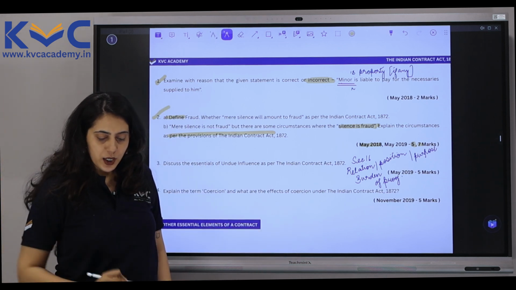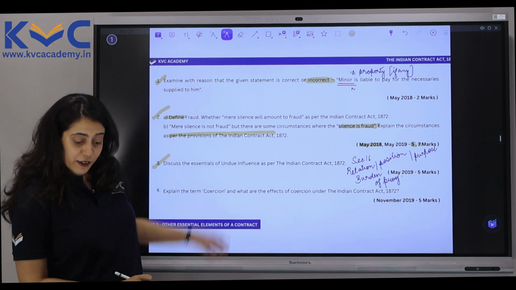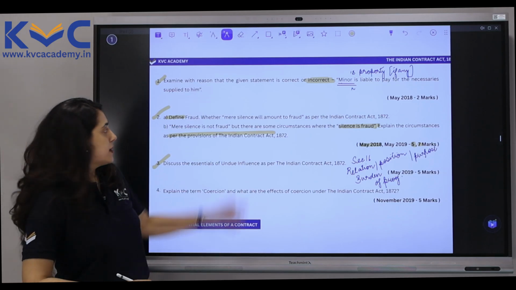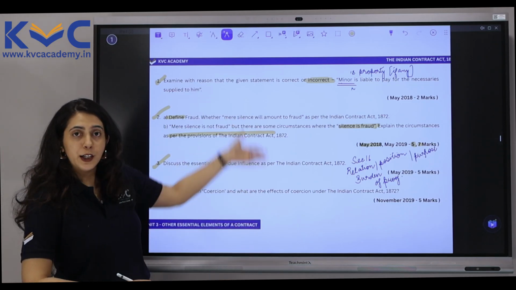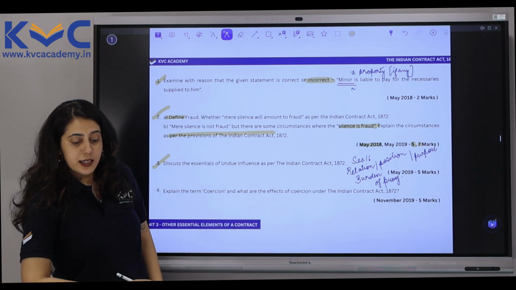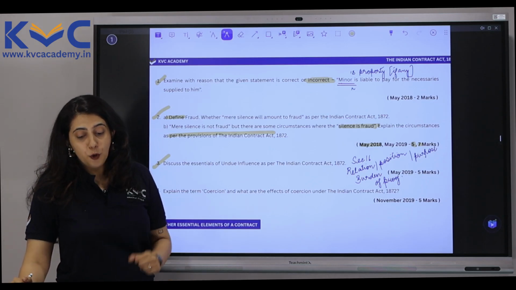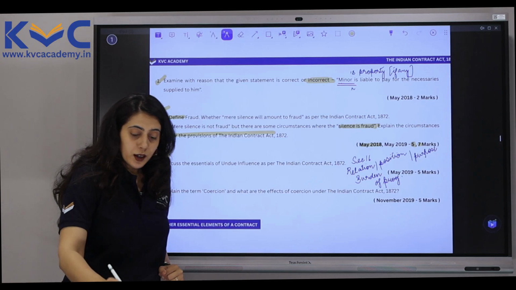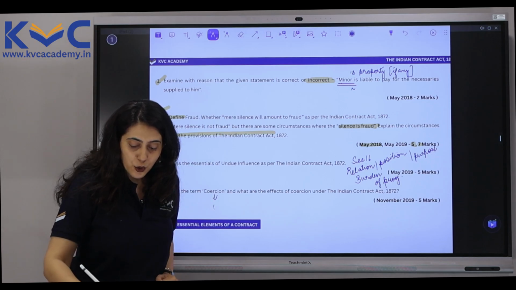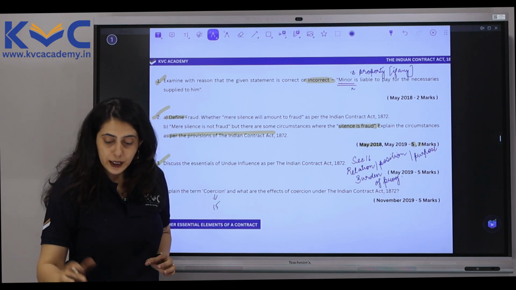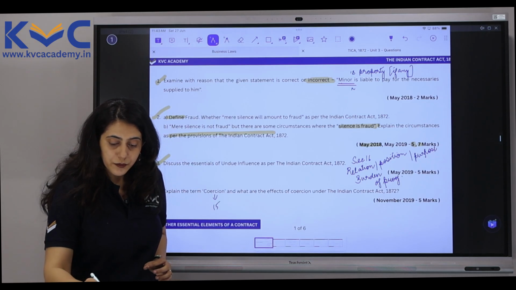Again, a direct question, simple one. Even the next one is direct on the same lines. I think the whole chapter is there here only relating to free consent. Next, explain the term coercion and what are the effects of coercion under the Act. We have learned coercion under section 15. Let me take you to the definition.